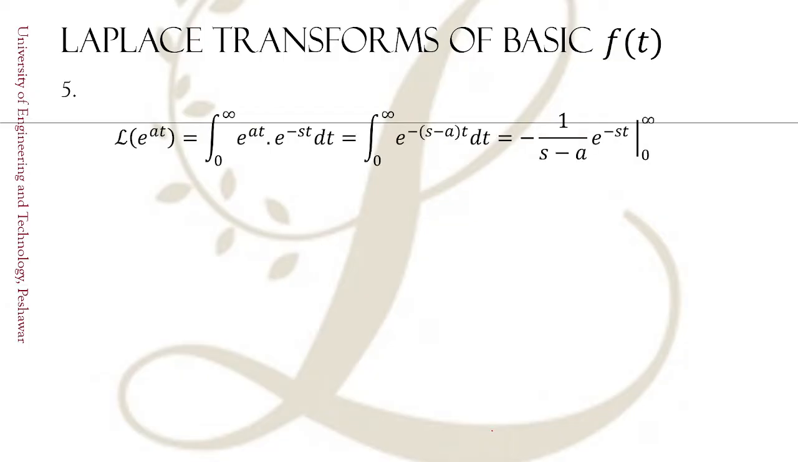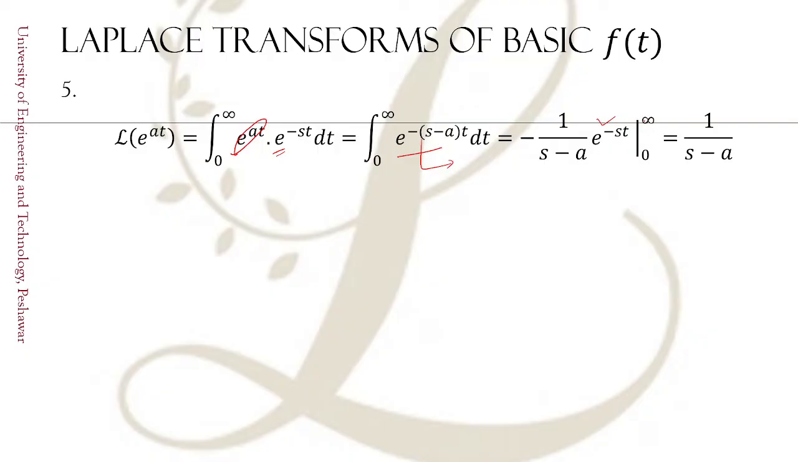Laplace of e power at. Again, the basic concept is same. You can simply take Laplace of e power at, that's f of t, and this is obviously the kernel with it. So we have e power minus s minus a t, which could be integrated as e power minus s minus a t divided by minus s minus a, limits from 0 to infinity.